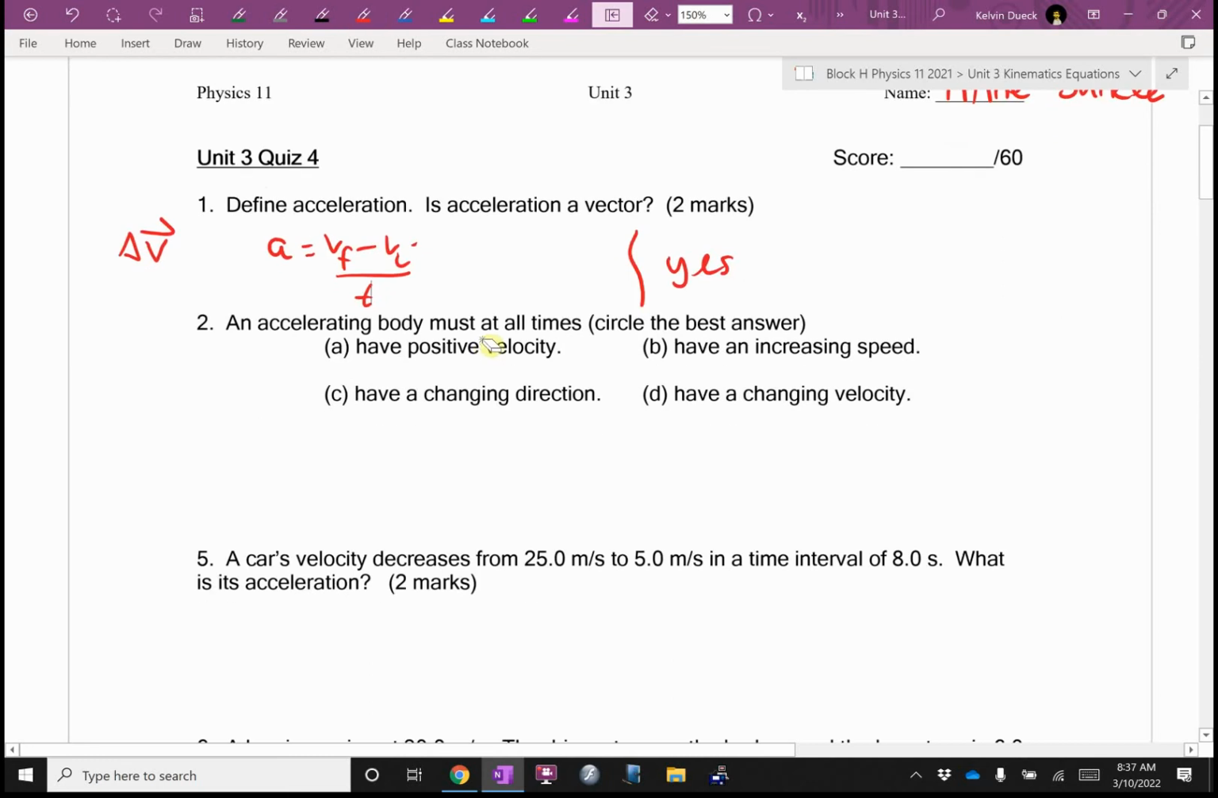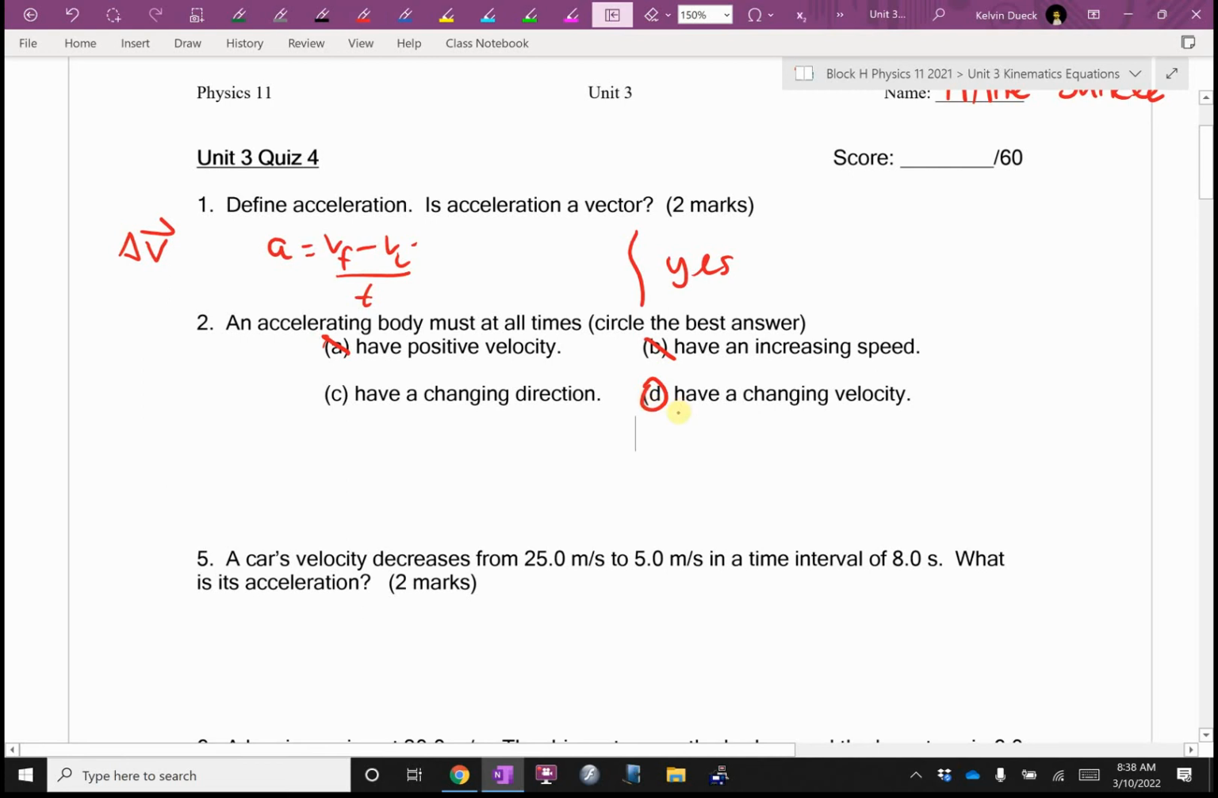Number 2, an accelerating body must at all times have positive velocity. Can you have a negative velocity and still be accelerating? Yeah, free fall. Okay. So, no. An accelerating body must at all times have an increasing speed. No. Negative acceleration, you'll have a decreasing speed, but you're still accelerating. Have a changing direction. You know what? It's got to be that one. It's that one, isn't it? D.